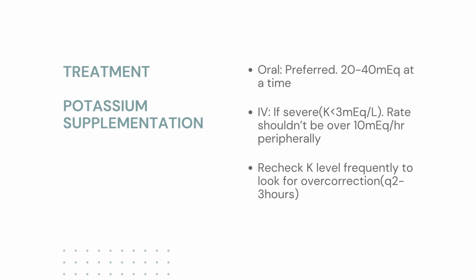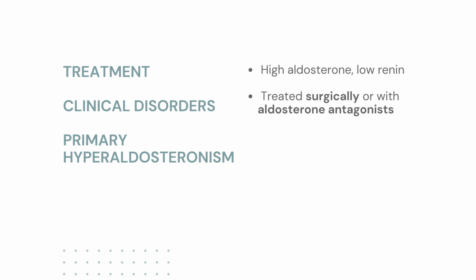If we are considering IV correction, we should have severe hypokalemia, like less than 3 milliequivalent per liter. The rate should not be over 10 milliequivalent per hour peripherally. Recheck the potassium level frequently when we are supplementing potassium. It's very important so that we do not overcorrect the potassium level: every 2 to 3 hours if we are giving IV correction, or we can be a little slower if we are giving oral correction. If there are some underlying clinical disorders, only potassium supplementation is not going to give the best results, so we need to treat the primary disorder.